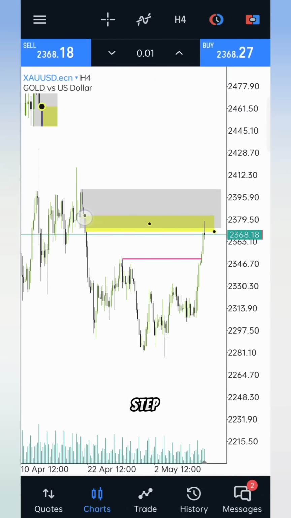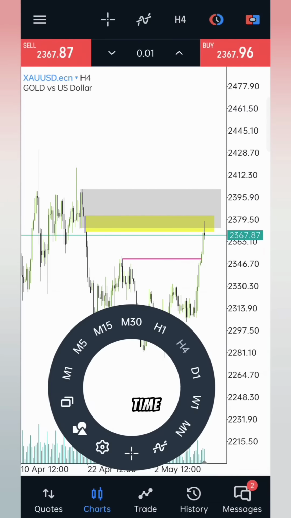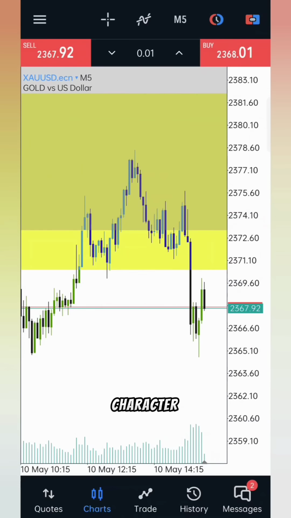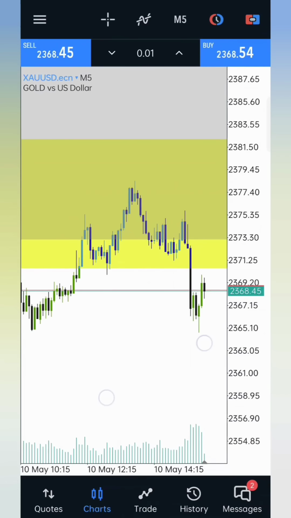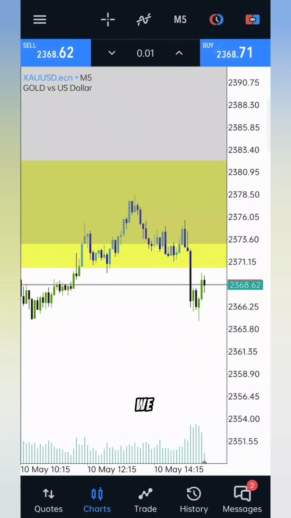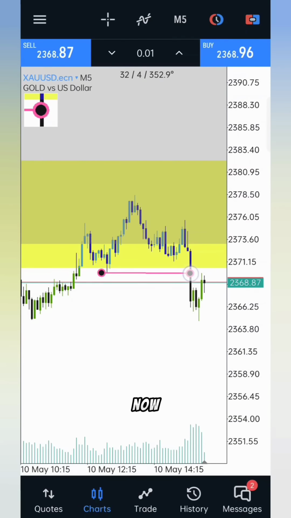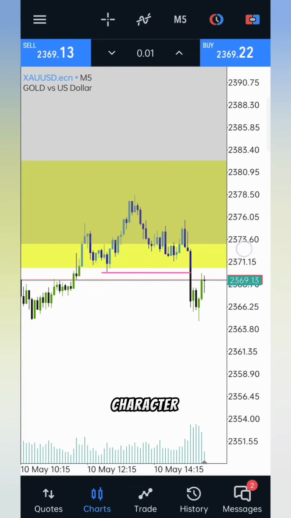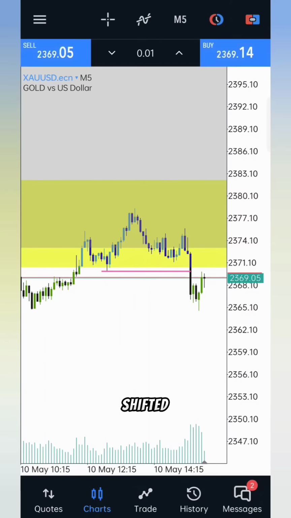Guys, my first step is to figure out the point of interest on the higher time frame, and then I dive into the lower time frame and wait for the change of character before taking our position in the market. On the 5-minute chart, we can see that the price has broken the lower low and created a change of character. Now, the price has already changed its character by breaking the most recent lower low in the lower time frame. Here, change of character with imbalance signifies that the market has shifted its direction. So, this is our lower time frame supply zone.